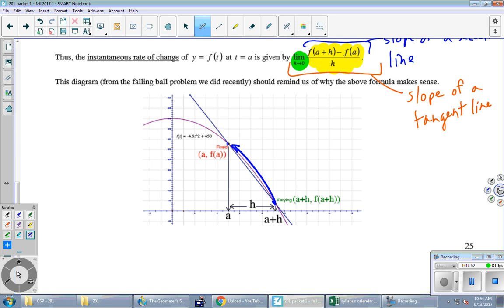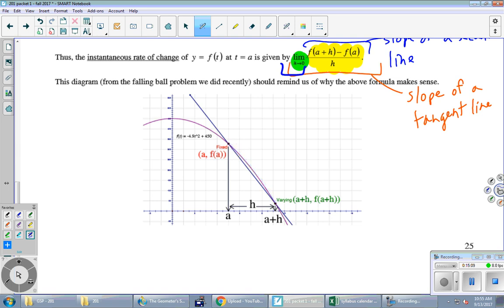So we did this the other day on Geometry Sketchpad. And what are we really doing to h in order to force this point to get really close? Making h smaller towards what number? 0. Okay, so that's this piece right here. Limit as h goes to 0.